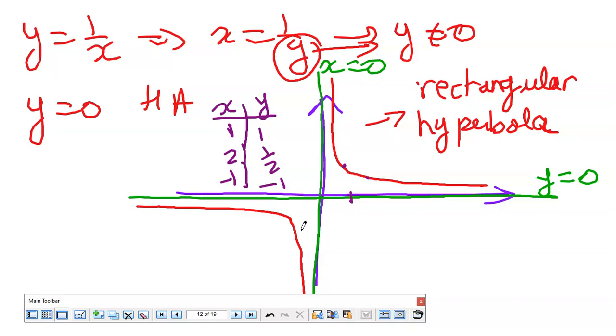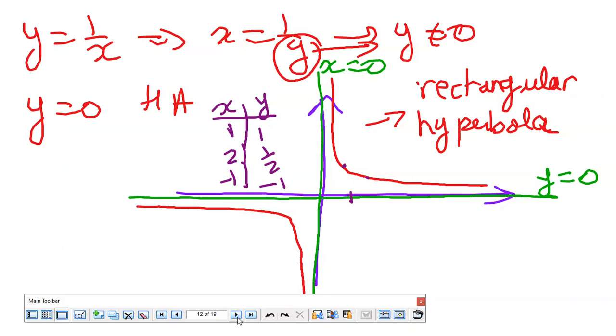This graph is called a rectangular hyperbola, or we can also just say it's a hyperbola. For a hyperbola, I always have one vertical and one horizontal asymptote, and either one graph here and another here, or here and here. So you will see it later with all the examples that I will do.